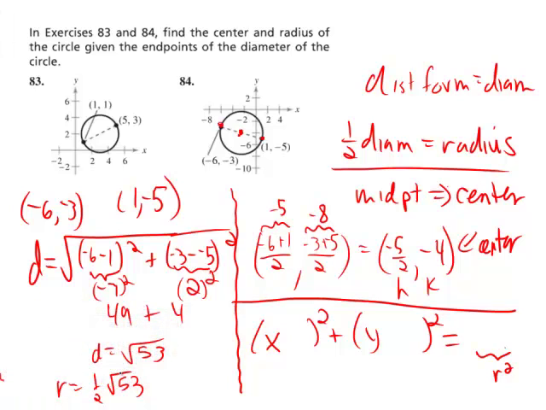Okay, what goes inside? What's x minus h? It's going to be x plus 5 halves. What's y minus 4? It's going to be y plus 4. Here comes the weird part. What's r squared? If r is root 53 over 2, you want to square that. You're going to have to square the root 53 and square the 2. When you square a fraction, you're squaring the top and squaring the bottom. Squaring the square root, you just get what's underneath.